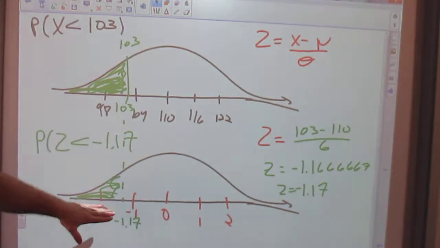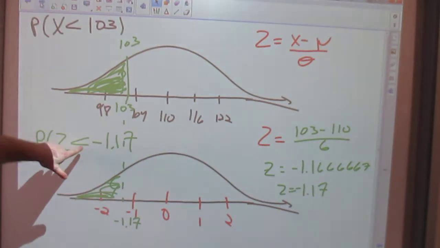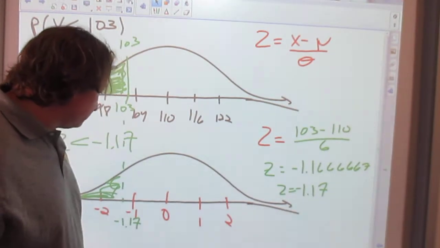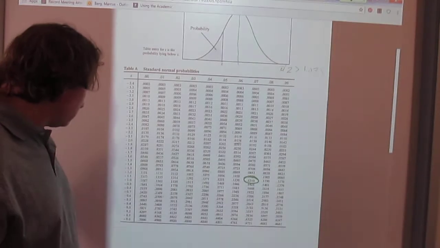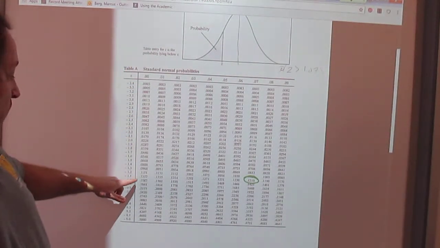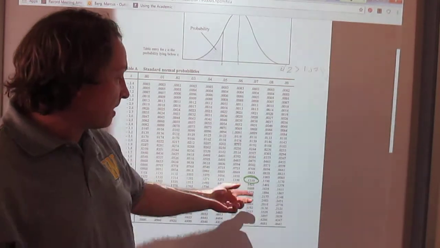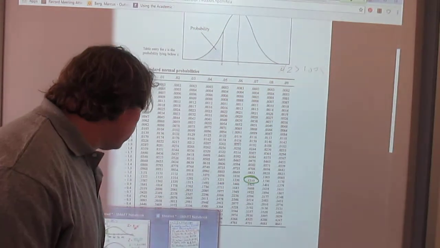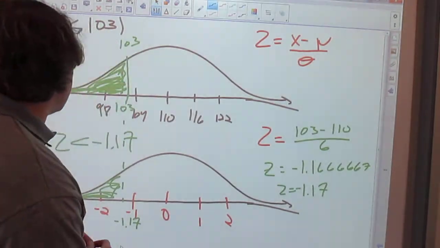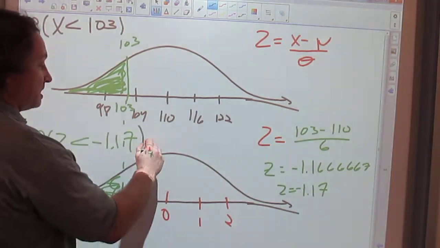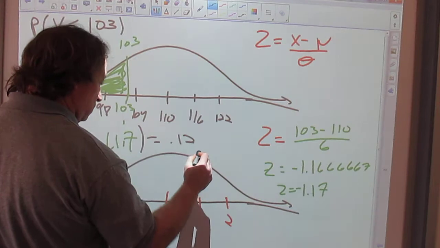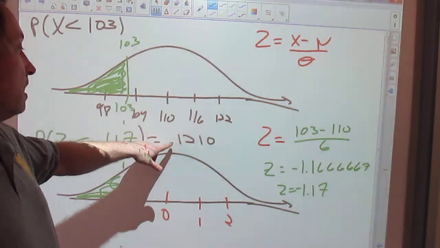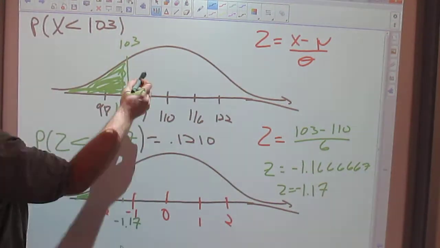All right, so the last part of this is to find the probability that z is less than negative 1.17. The way we do that is we look into the z-chart. We go to negative 1.1, move over to 7, and we get our probability of 0.1210, or 12.10%. So the probability I get a z less than negative 1.17 is 0.1210. That's the same thing as the probability x is less than 103.